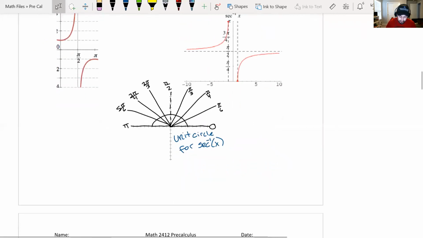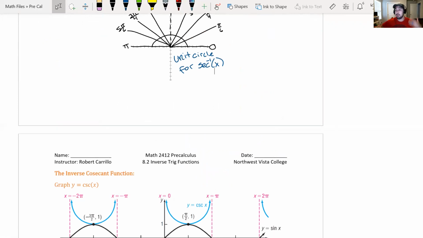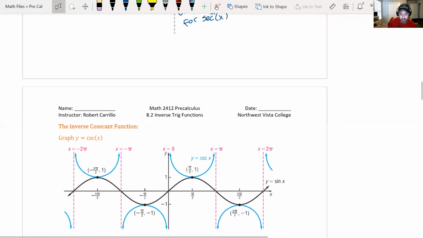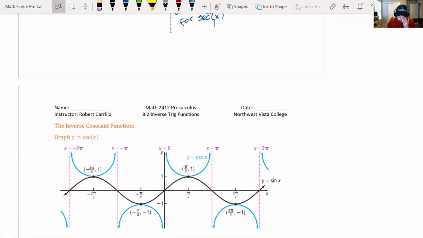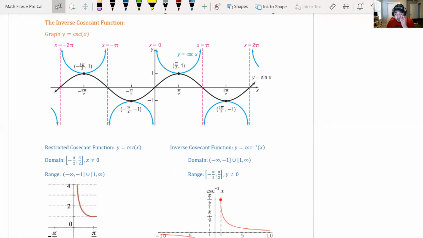Okay. Look, we're moving on. Yeah, this one's fast, right? No messing around. Now we're into the inverse cosecant function. All right. Inverse cosecant is just like secant.